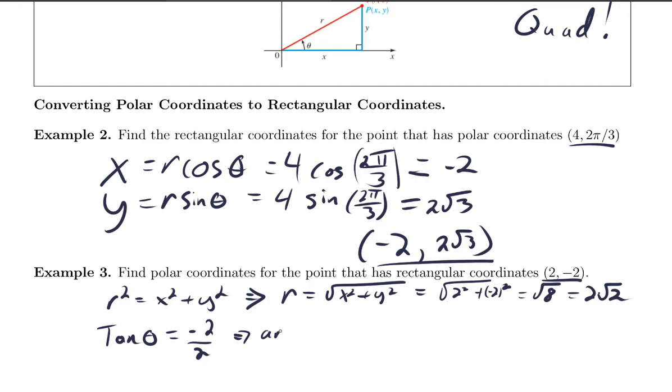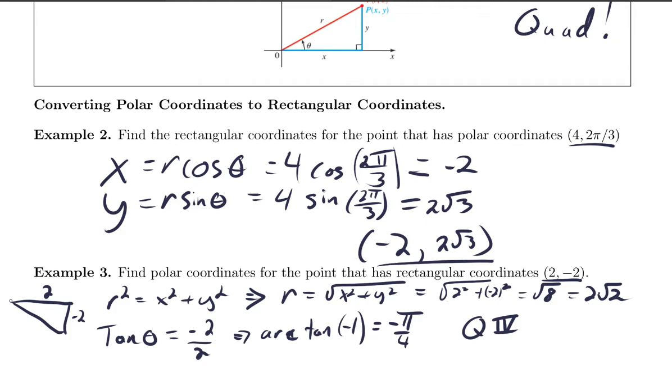So this implies we just take the arctangent. Remember, arctangent gives us values from -pi over 2 to pi over 2, so we want to make sure we're in the right quadrant. If we take the arctangent of -1, that gives us -pi over 4, which is in quadrant 4. Is that what we want? Well, let's look real quick. If I graph this, I'm going to be 2 in the x direction, -2 in the y direction.